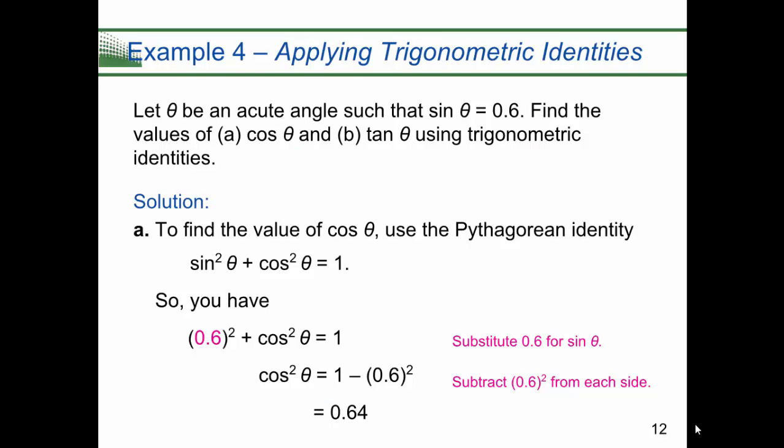Here's an example of using a Pythagorean identity. Theta is an acute angle. Sine of theta is equal to 0.6. So find the values of cosine of theta and tangent of theta using trigonometric identities.